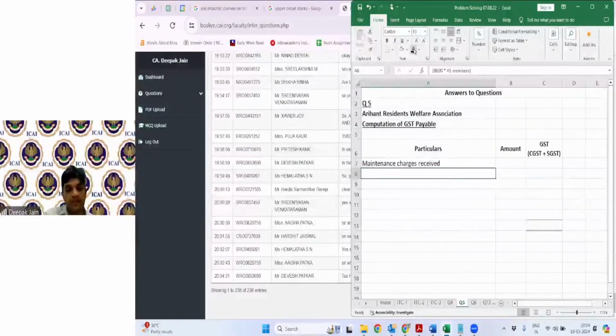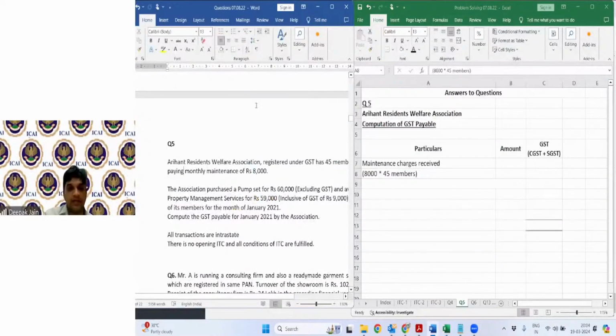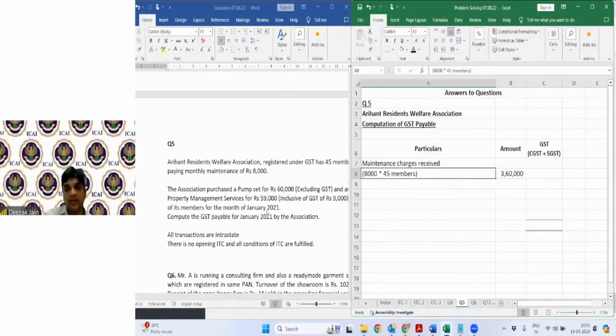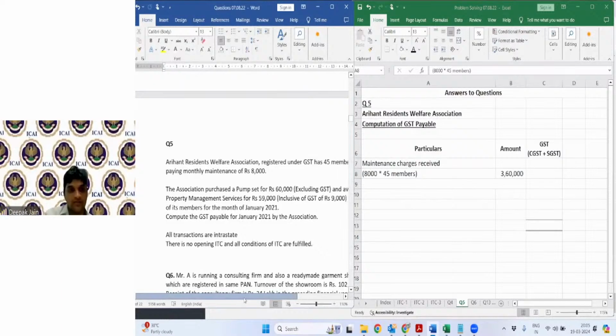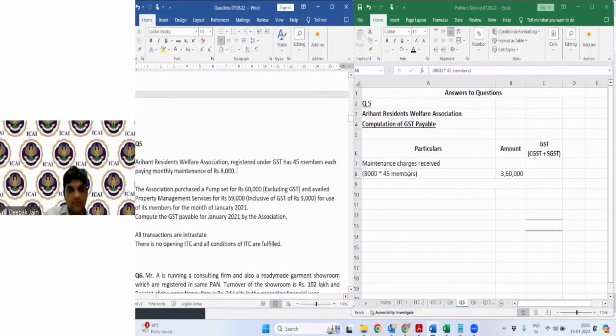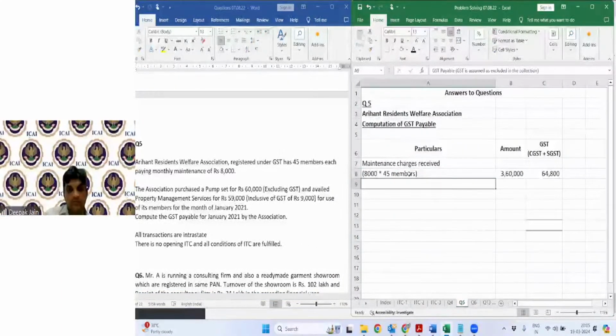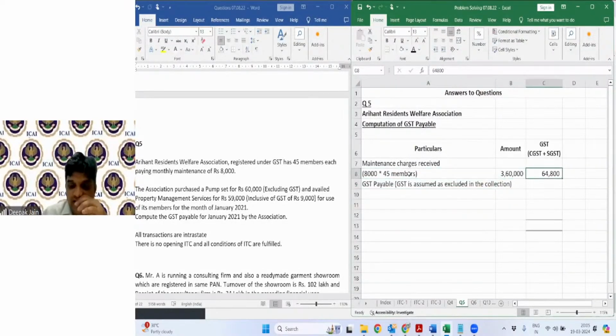Okay, let's go step by step. 8,000 rupees from 45 members. That is important. So 8,000 into 45, the amount is 3,60,000 rupees. Both CGST and SGST, I'm assuming the rate of 18%.